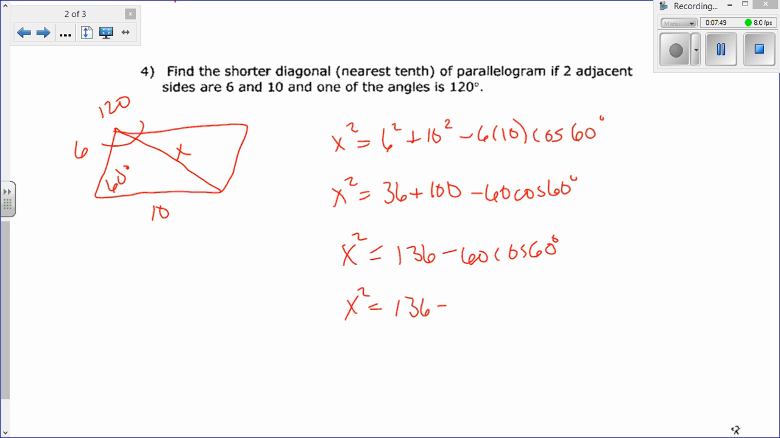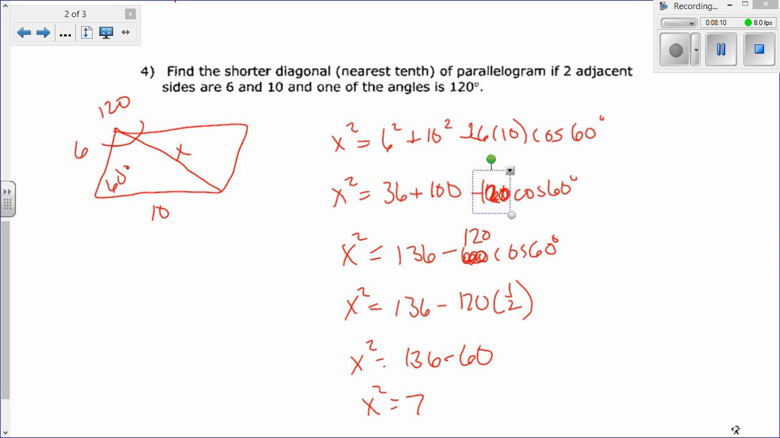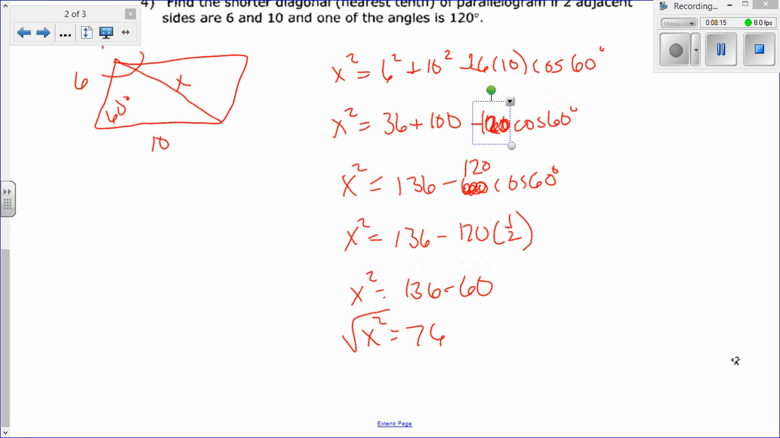Oh, I forgot my 2 up here. Yikes. This should be 2. This should be 120. My bad, sorry about that. So it would be 120 times 1/2, which would then be 60. Got ahead of myself. So x squared is equal to 76. And then you just need to take the square root of both sides. So x to the nearest tenth would be 8.7.